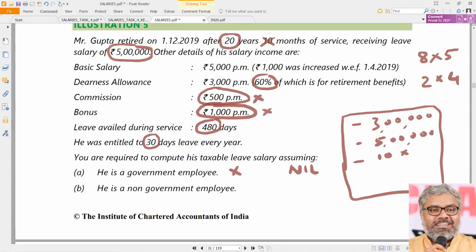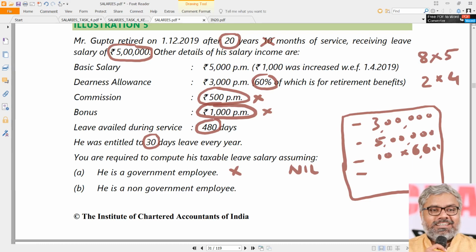But for the third calculation here, 10 into average salary, where average salary comes to 6,600 rupees. 6,600 rupees into 10, that itself is 66,000. That is the third calculation, 66,000 is the third calculation's answer finally. Then the fourth calculation is what? Number of days of leave to his credit has to be converted into monetary terms.